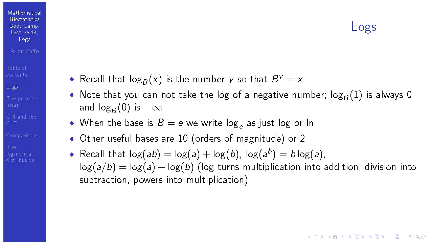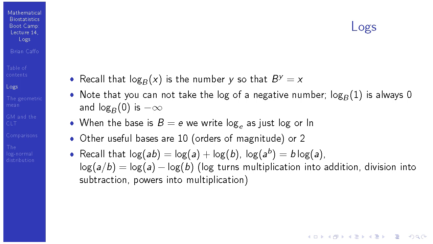So just to remind everyone a little bit about logs, log base b of the number x is the number y such that b to the y equals x. And log base b of 1 is always going to be 0 because b to the 0 is going to equal 1. And then log base b will always travel to minus infinity as x travels to 0. And then, for the class, we've always been writing just log when the base is e for Euler's number, and sometimes people tend to write ln in that case.